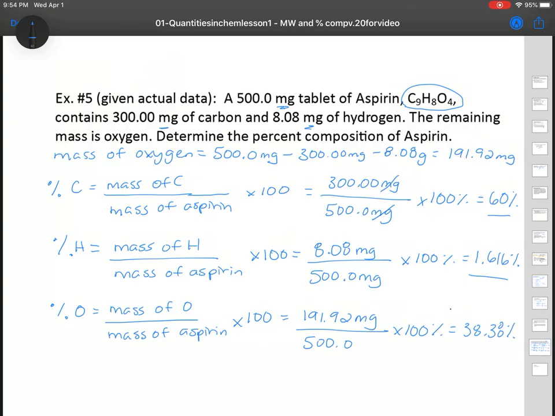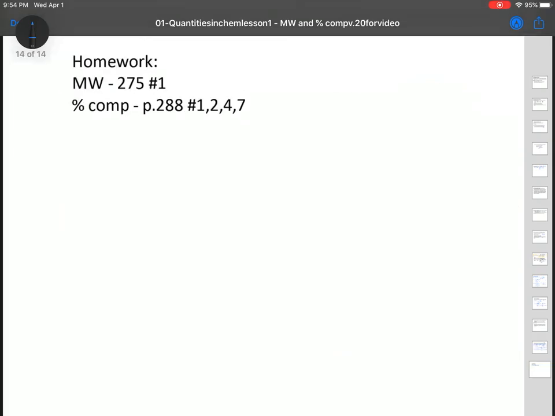Okay, so we found the percent composition of aspirin: the percent carbon, percent hydrogen, and percent oxygen. Pretty straightforward. Like I said, please make sure you take a look at these questions. These are nice, wonderful, easy marks to get.